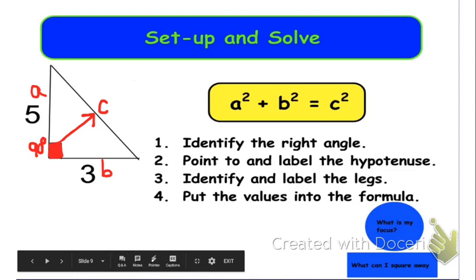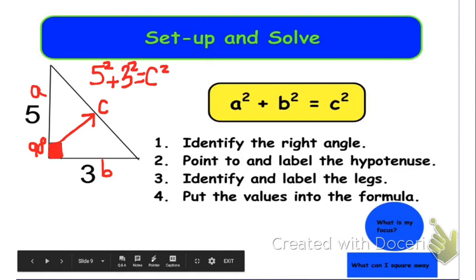And I said this is leg A and this is leg B for me. Okay? So now what I'm going to do is put the values into the formula. Well, we know the formula is A squared plus B squared equals C squared. Okay, so we know that A is 5, and that's 5 squared. Okay? And we're going to add that to leg B, and B is 3, so we're going to say 3 squared. And that's going to equal C squared.